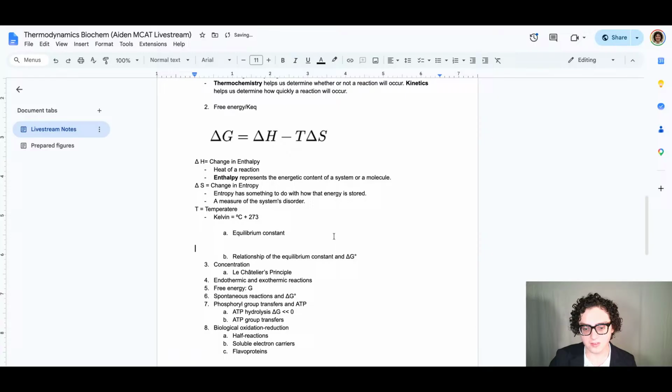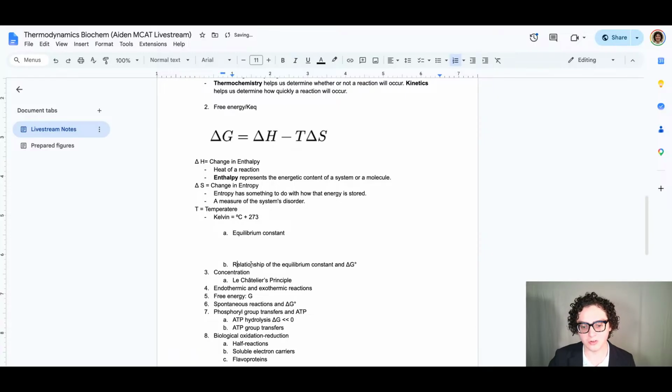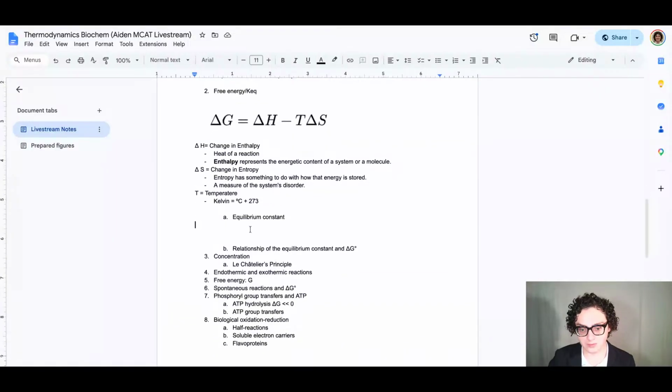This is the central value that we use in thermodynamics. Delta G, or the change in the energy of the reaction, has a relationship to the concentrations of the reactants in the reaction at equilibrium. So let me articulate that one more time. Delta G has a relationship to the equilibrium concentration of reactants and products in a chemical reaction.